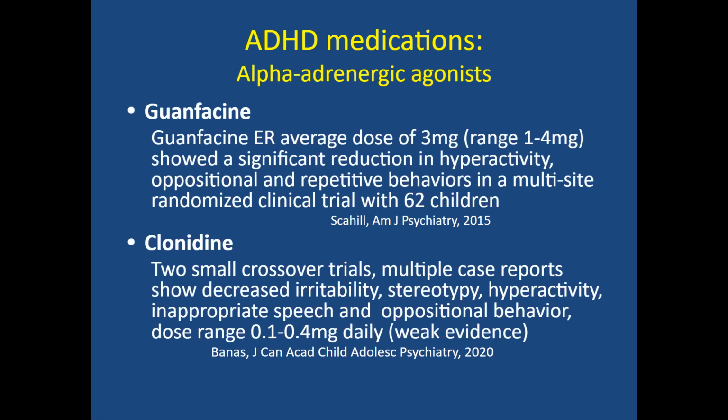And the individual has to be able to swallow the pill to take the time release version. But the average dose on the guanfacine is about 3 milligrams, ranging from 1 to 4 milligrams for kids. And that was based on a randomized clinical trial with 62 kids. So good study on that one. Not as much data for the clonidine, but these 2 medications work in the same way.